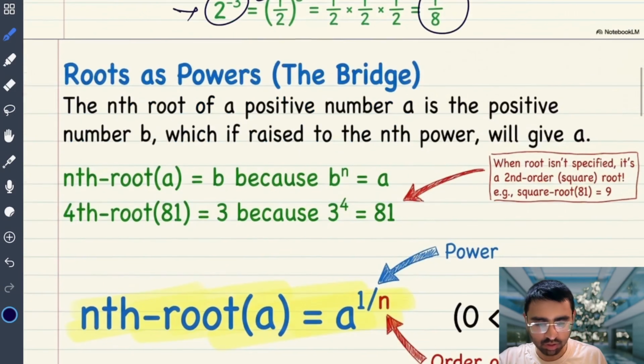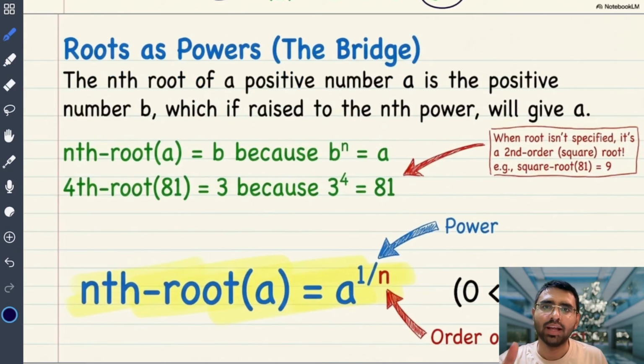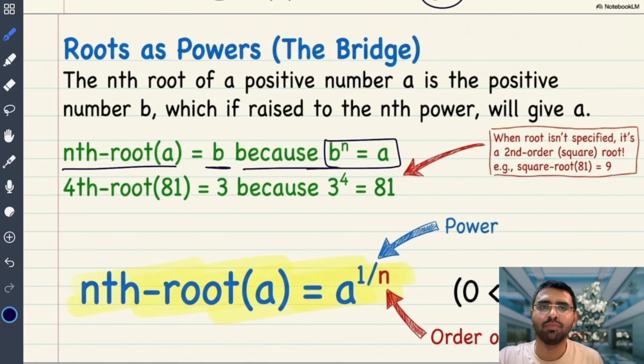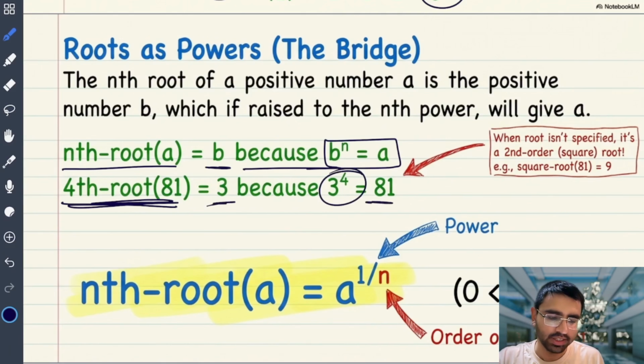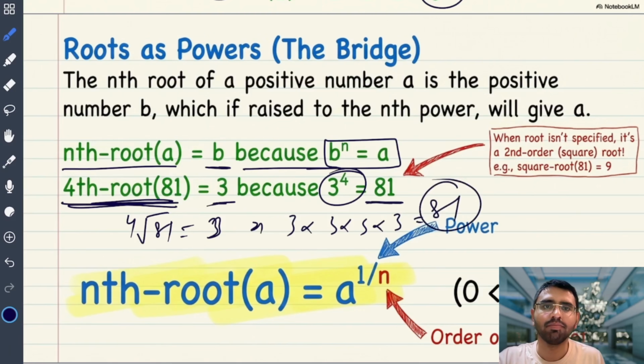Next is roots as powers. The nth root of a positive number a is the positive number b which, when raised to power n, will give a. So the nth root of a gives b because b raised to power n is a. For example, the fourth root of 81 is equal to 3 because 3 raised to power 4 is 81. And it is vice versa: 81 raised to power 1 by 4 is equal to 3, because 3 into 3 into 3 into 3 gives us 81.